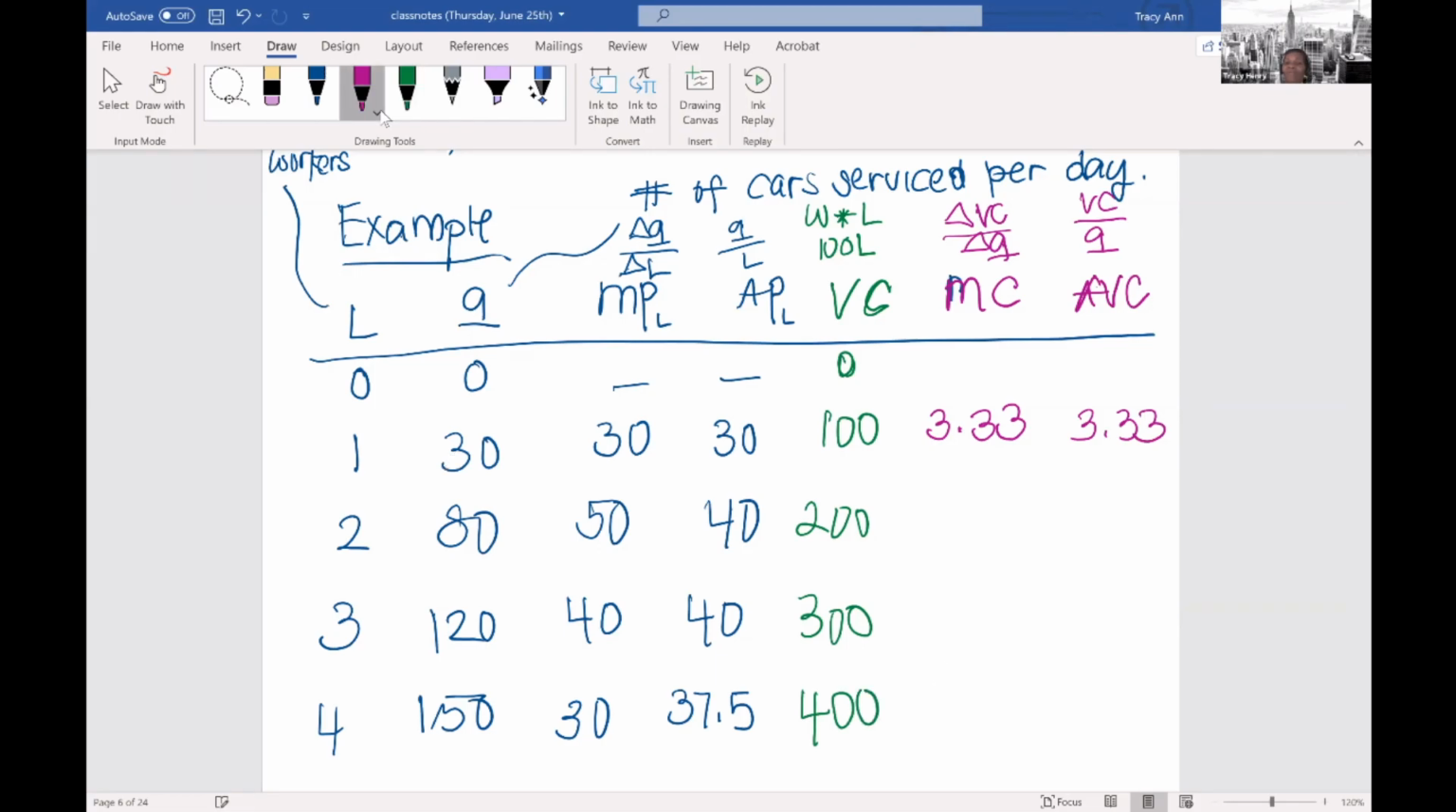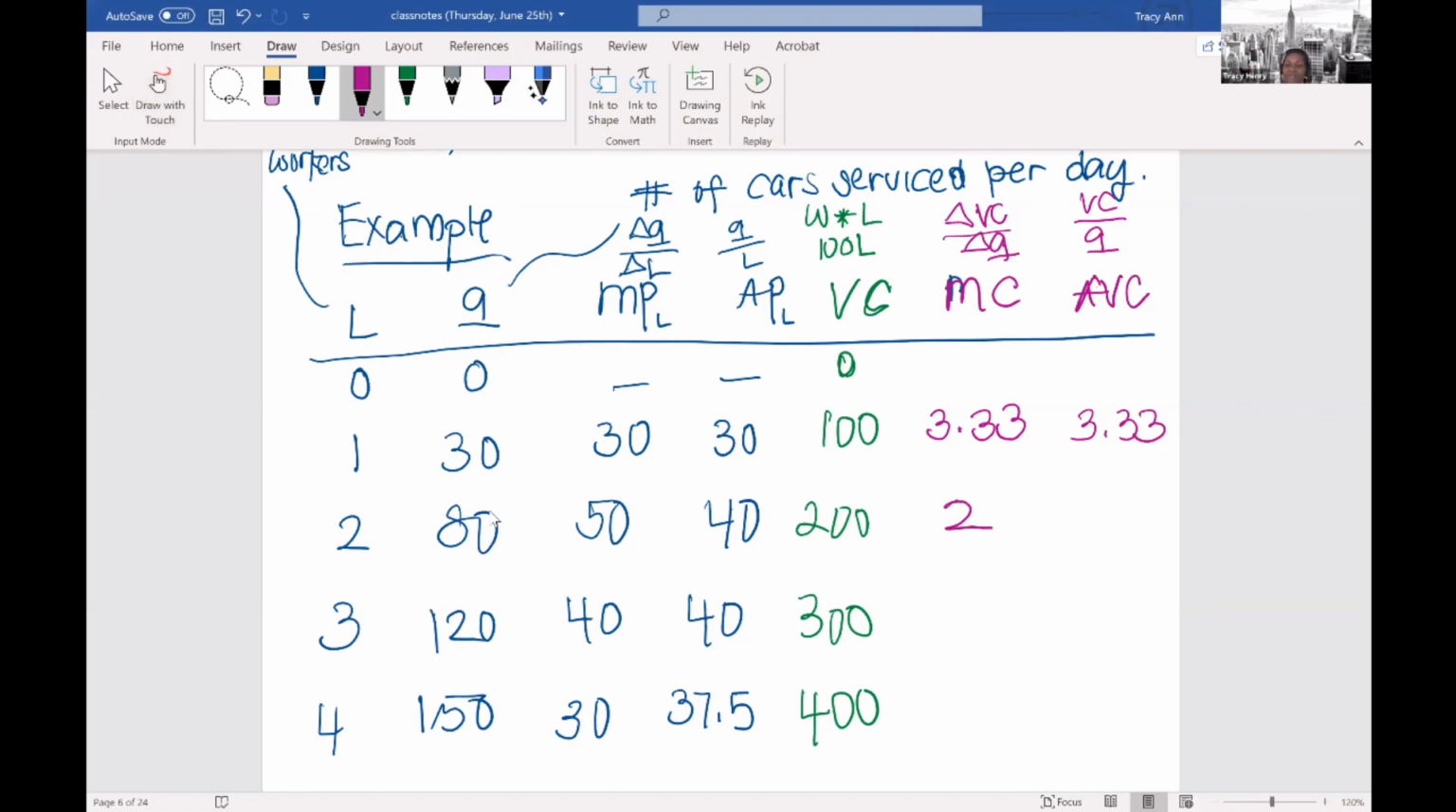But what does that mean about marginal cost? When I hire guy number 2, the additional cost incurred is 200 minus 100, which is 100, divided by 80 minus 30, which is 50. So this ends up being 100 divided by 50. So my marginal cost is equal to 2.